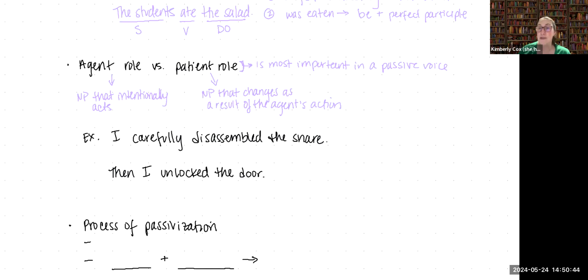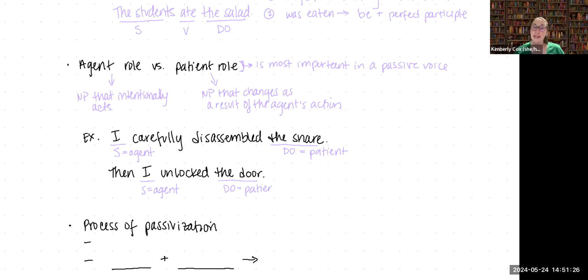I carefully disassembled the snare. So I is a pronoun, it's a noun phrase. The snare is also a noun phrase. And here I is the subject, snare is the direct object, which means that I is the agent and snare is the patient. Okay. Then, I unlocked the door. Once again, I is our subject. It's a noun phrase, so it's our agent. And unlocked, the door is the one being unlocked. So the door is the direct object or the patient.